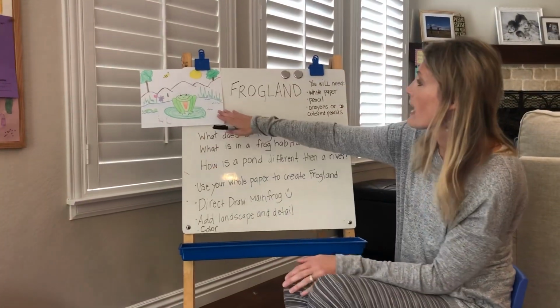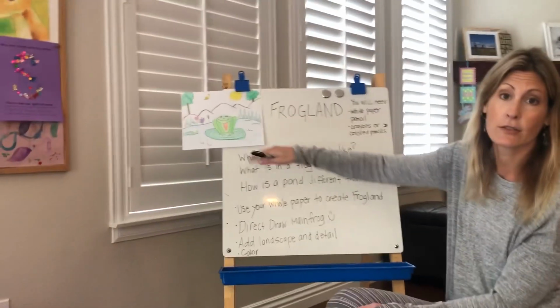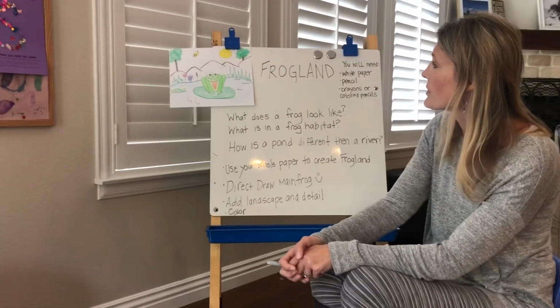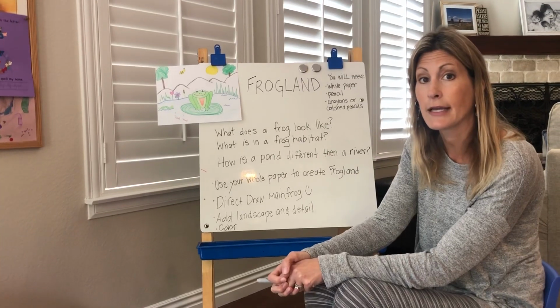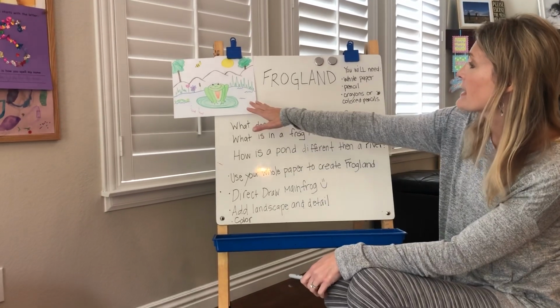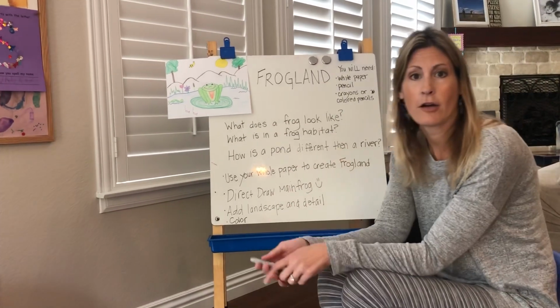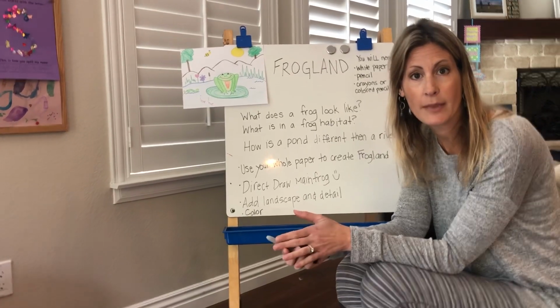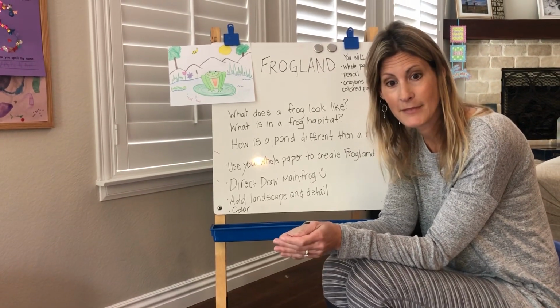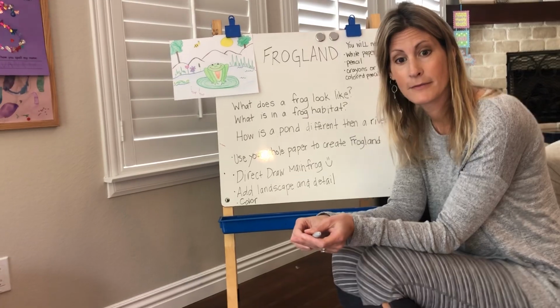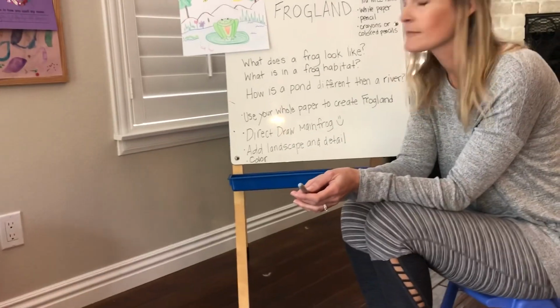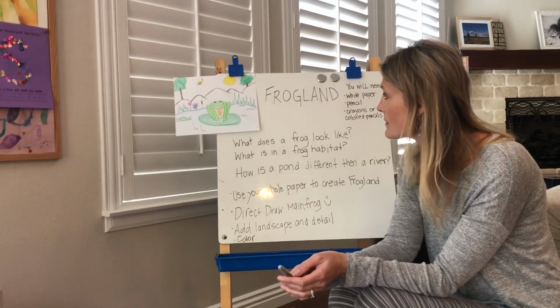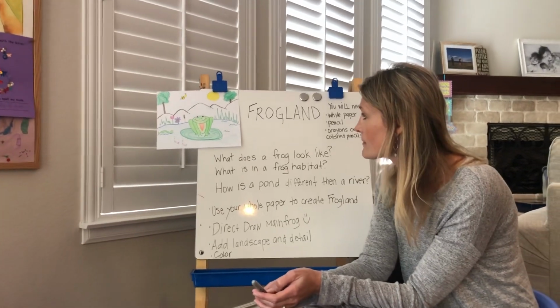So here we have our Frogland scene. This is a little sample that I created for you guys. You can kind of see what it's gonna look like. And based on this picture, what do you think a frog looks like? Can you tell me? It has 4 legs, and he's green, and his eyes are on top of his head, and he has bright colors if he's poisonous.